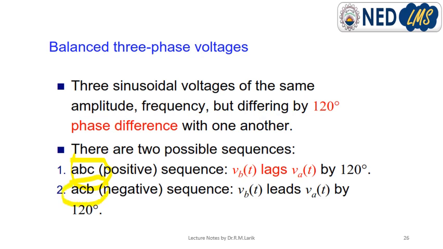So in a positive phase sequence, the second phase voltage lags the first voltage by 120 degrees, and in a negative phase sequence it is vice versa, that is, reversed. The second voltage leads the first voltage by 120 degrees. So phase sequence depends on the direction of rotation. So that was the phase sequence generated according to the direction of rotation.